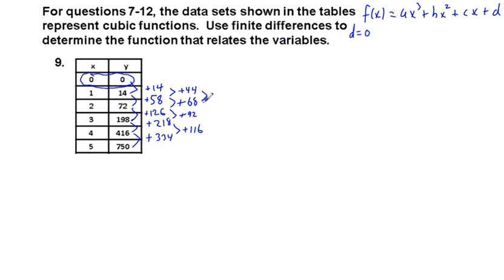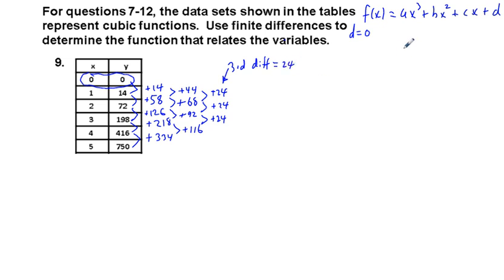Now we go to our third differences. We have 68 minus 44, which is going to be plus 22. No, plus 24, excuse me. Then we have 92 minus 68, which is also plus 24. And then 116 minus 92 is also going to be plus 24. So we have our third difference here, and that's going to be equal to 24.